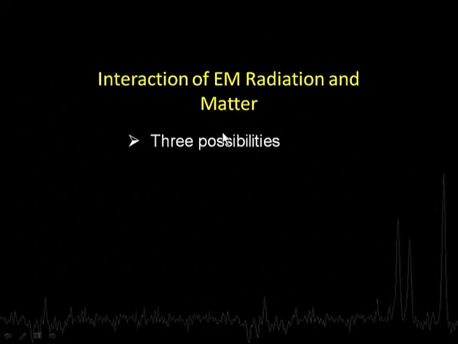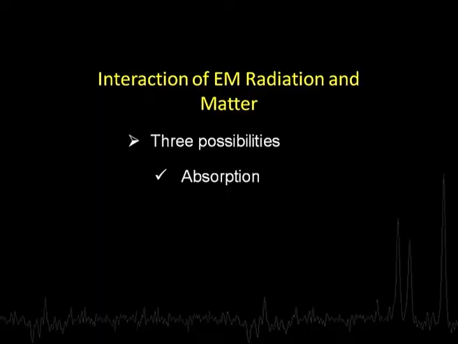Then when the two interact, what can happen there? When the radiation and matter interact, there are three possibilities. The first possibility is absorption. That means the molecule happens to be in one of the lower energy levels, and it absorbs energy and goes to a higher energy level. That is one possibility. That means energy is coming from the EM radiation.